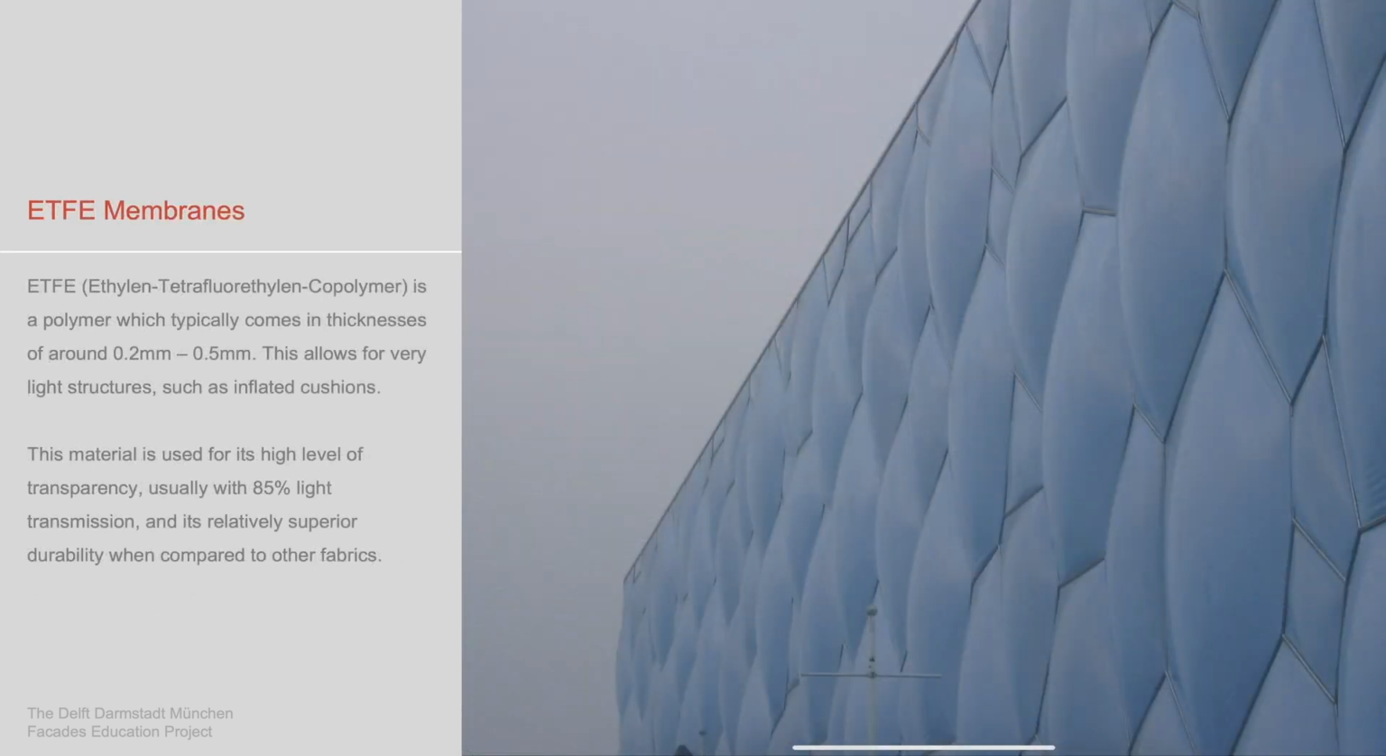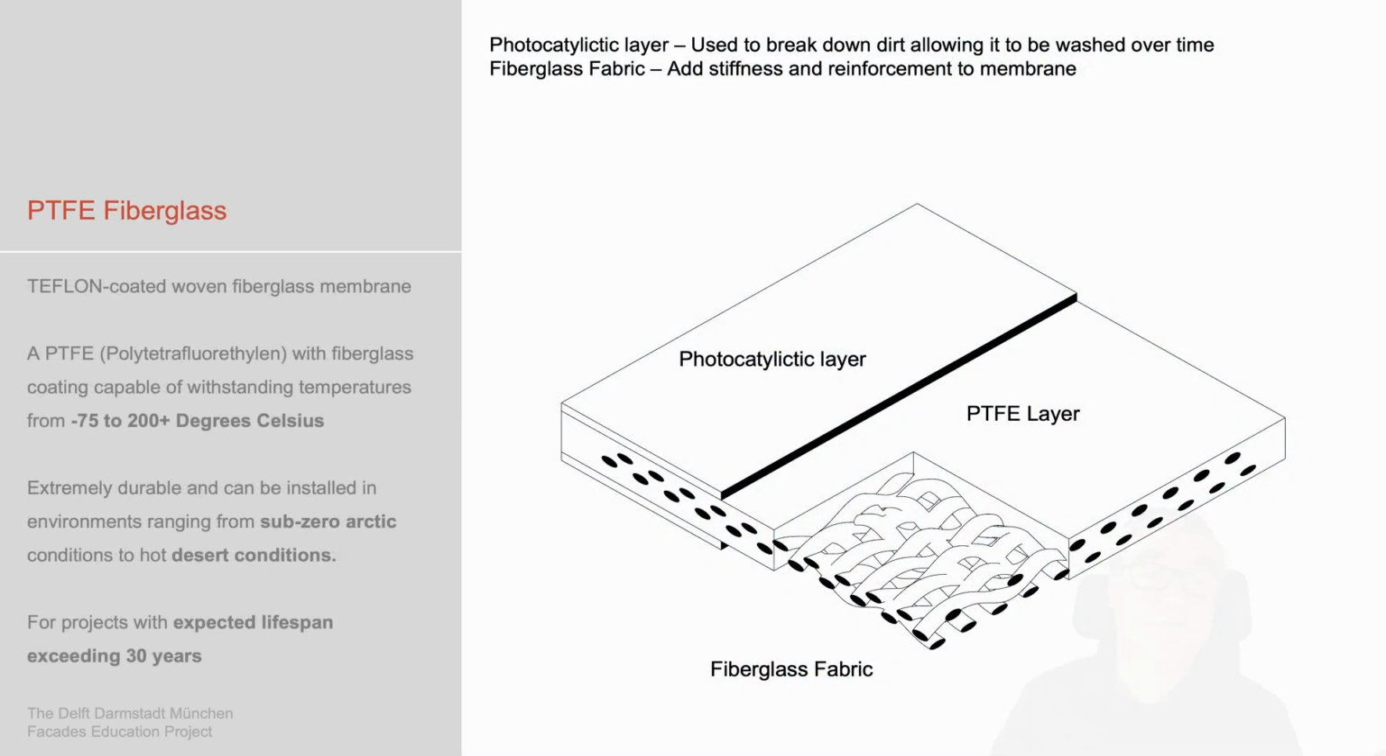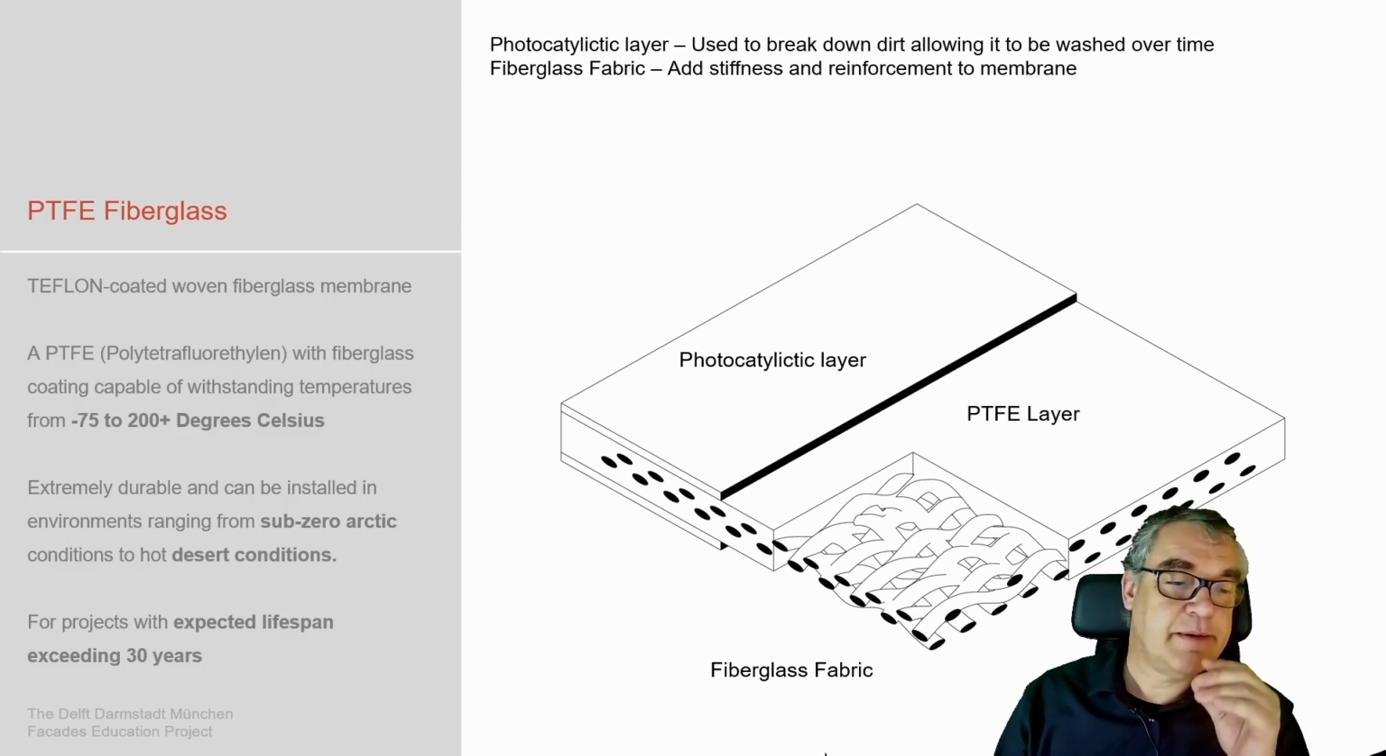ETFE membranes, ethylene tetrafluoroethylene copolymers, wow, complex wording, is a polymer which typically comes in this 0.2 to 0.5 millimeter. It's a very light structure. It's quite resistant. It has 85% light transmission, and it deals quite well with stresses, which makes it a good material for pneumatic structures, as we see here with the ice cube in Beijing. That's what it is mainly used for.